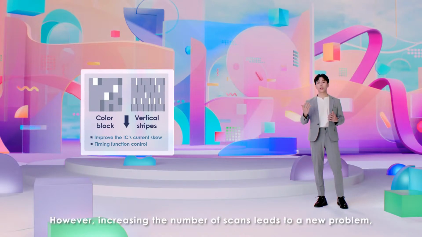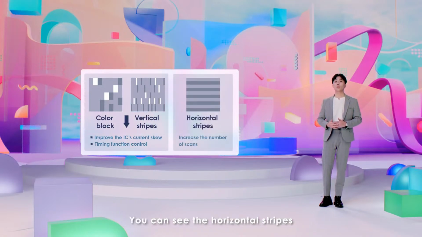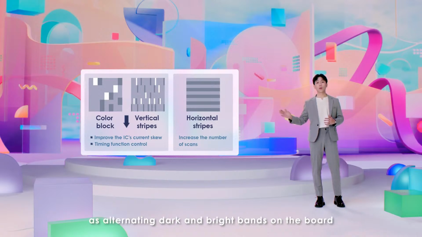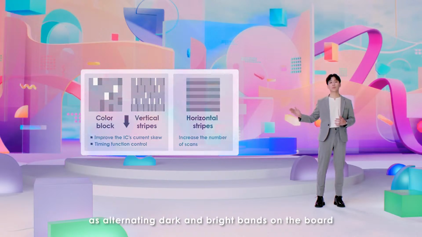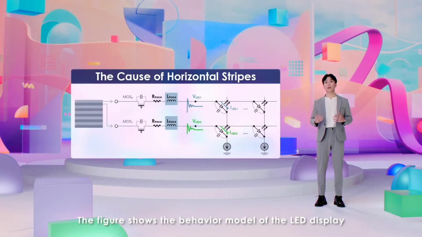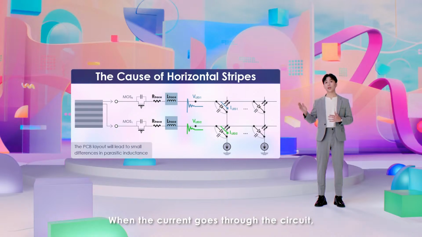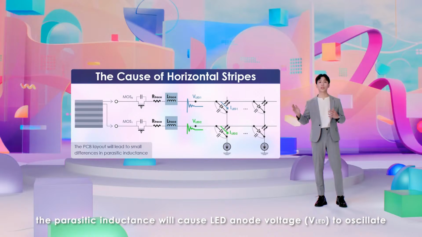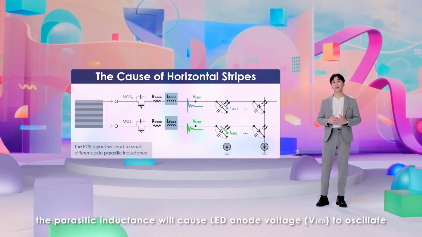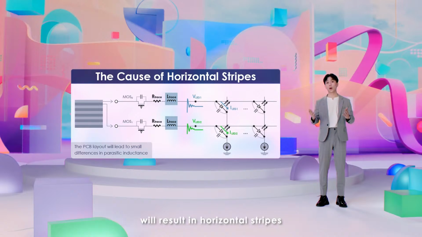However, increasing the number of scans leads to a new problem: horizontal stripes. You can see the horizontal stripes as alternating dark and bright bands on the board. What is the horizontal stripe? The figure shows the behavior model of the LED display. PCB layout will lead to small differences in parasitic inductance. When the current goes through the circuit, the parasitic inductance will cause LED anode voltage to oscillate. The variance between the current going through the LEDs sent by scans will result in horizontal stripes.